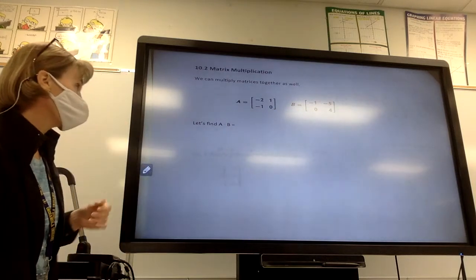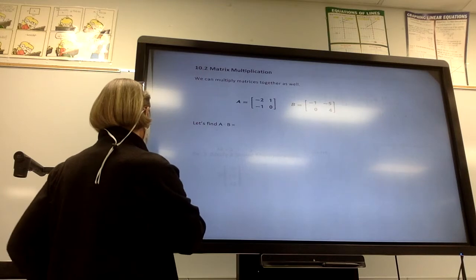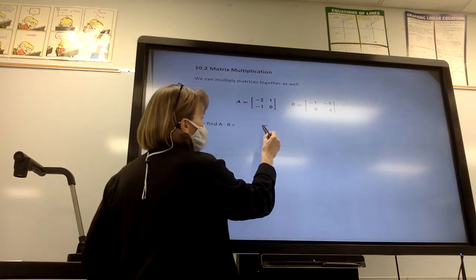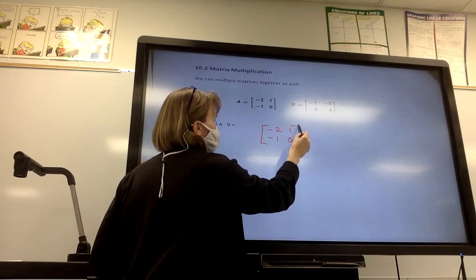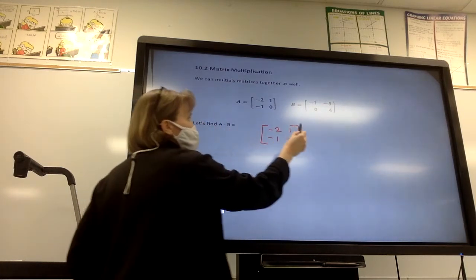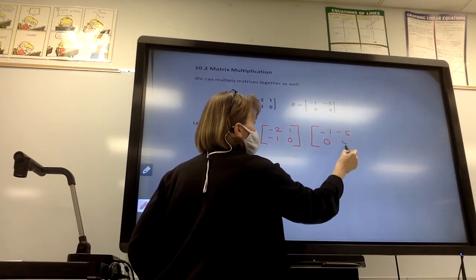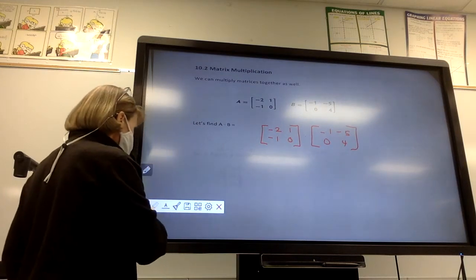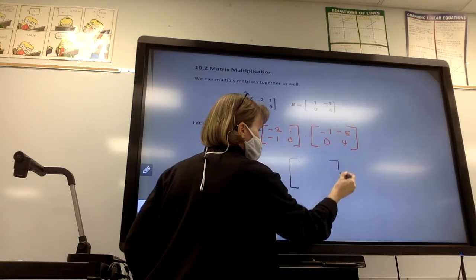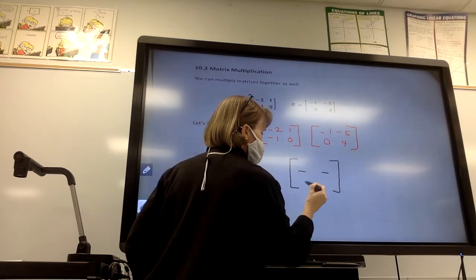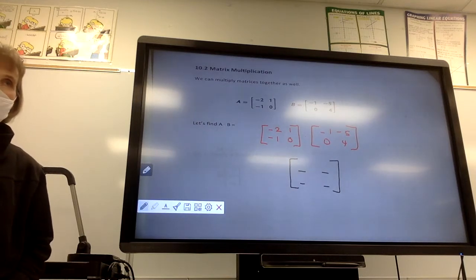Okay, now here's why, because here's the process. If I'm going to multiply A, I'm just going to copy this down again just for my sake. I'm going to take matrix A, which is -2, 1, -1, and 0, and I'm going to multiply it times B, which is -1, -5, 0, and 4. And I know that the answer is going to be a 2 by 2. Here's my answer, which means there's going to be 2 rows and 2 columns. There's going to be 4 total elements, right?